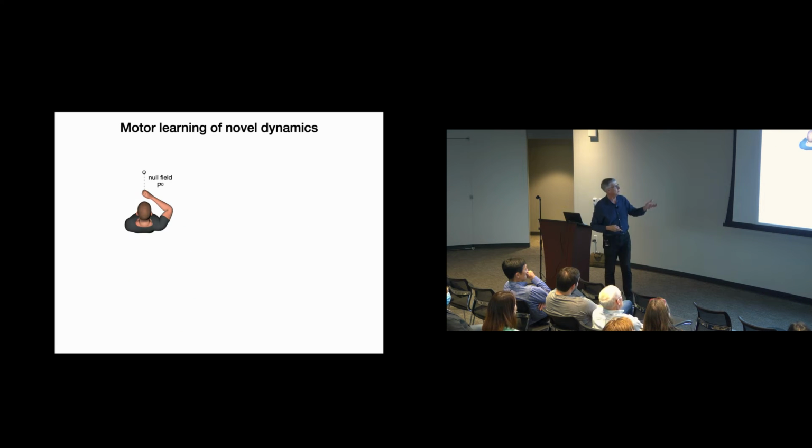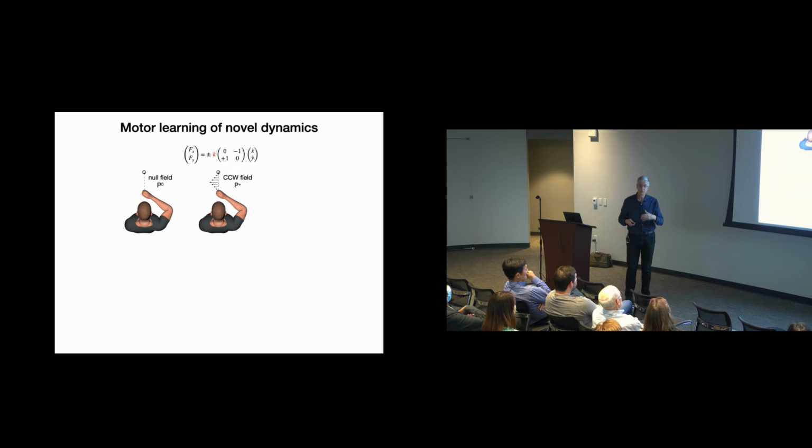A typical thing we do is we can often take movements with the robot off. I'm going to call that P0, meaning a perturbation 0, there's no perturbation. And if you do that, people will make nice straight line movements. And then we can turn on different perturbations. The typical perturbation we use is one where the force in the x and the y direction is some gain times this matrix times the velocity of your hand.